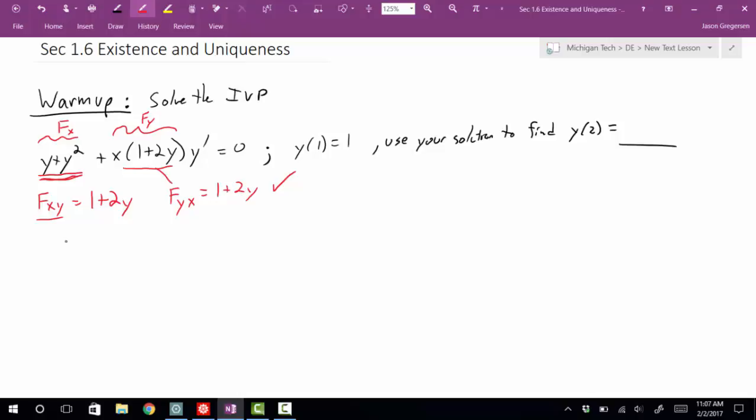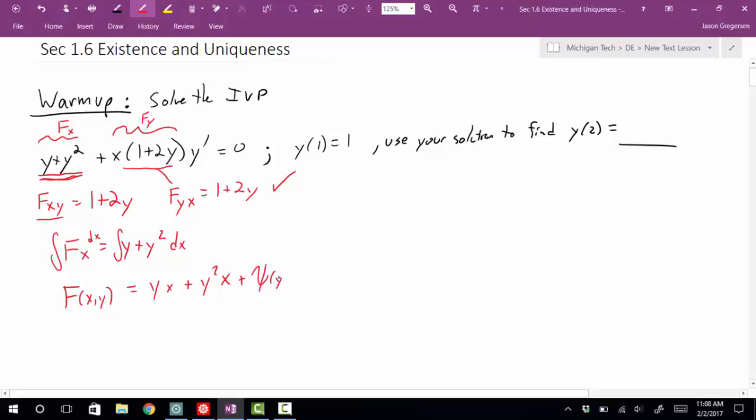How do I proceed? Well, if I know that the partial of f with respect to x is y plus y squared, then if I do a partial integration with respect to x, I should be able to find what the function is. It should be y times x plus y squared times x, plus what? Something, right? Plus some other function of y.